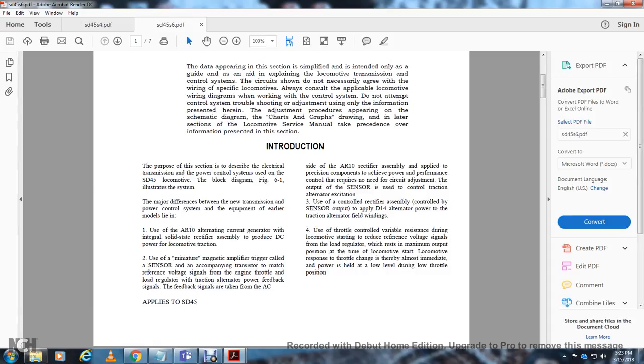and alternator power feedback signal with the feedback signals that are taken in from the AC to the side of the AR10 rectifier assembly applied with the precision component to achieve the power of performance control required, with no need for the circuit adjustment. The output of the sensor U with the control traction alternator.